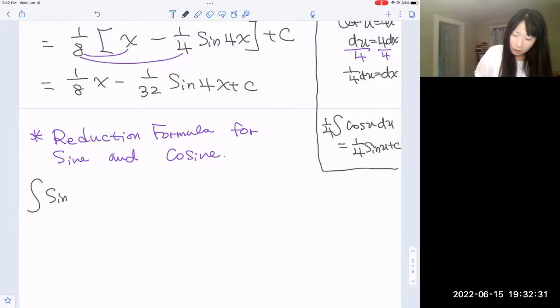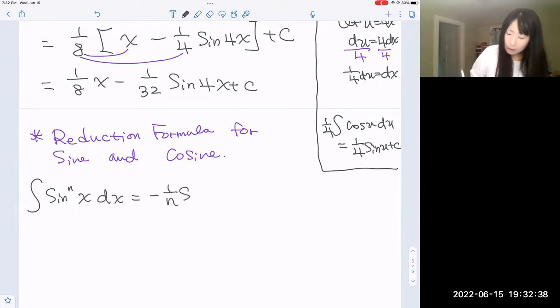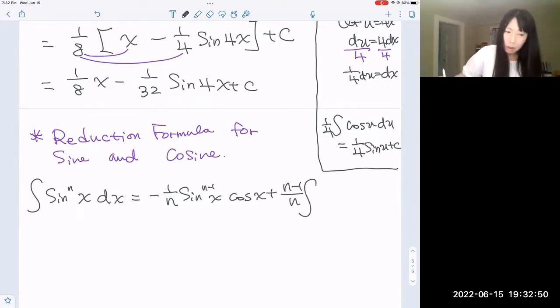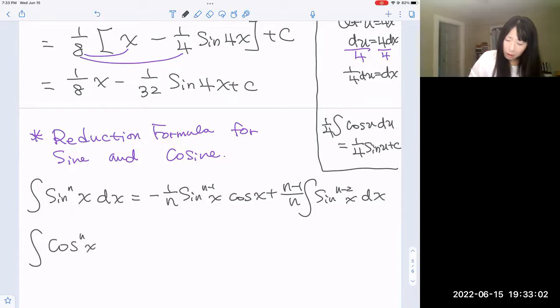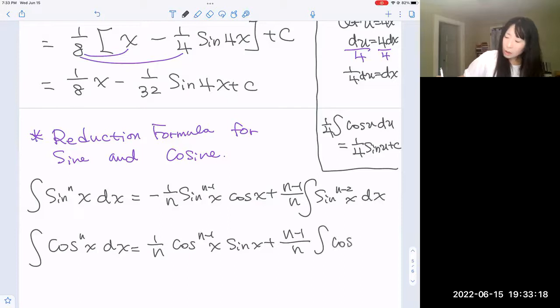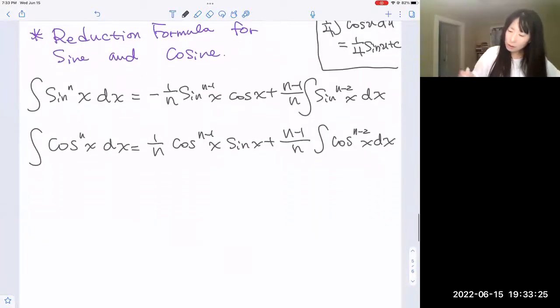So we have the integral of sine to the n power x dx, equal to -1 over n sine to the n minus 1 x cosine x plus n minus 1 over n times the integral of sine to the n minus 2 x dx. And for cosine x dx, it equals 1 over n cosine to the n minus 1 x sine x plus n minus 1 over n times the integral of cosine to the n minus 2 x dx. Okay, all right. So let us do this one.